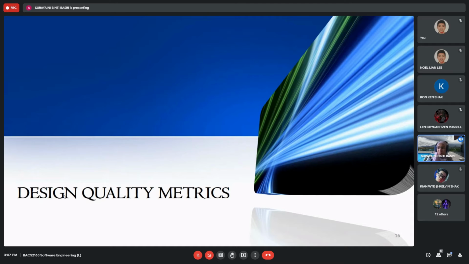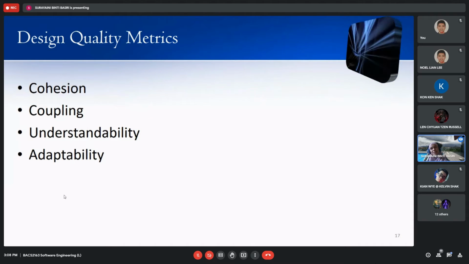Based on these quality metrics, maybe you are presenting to your boss, you can say, boss, I have come out with a design, and this design already fulfills all of the quality metrics. So I am fairly confident that our design will produce good software in the future. These are the four quality metrics that you can implement in your design so that you can confidently tell people that your design is a good design.